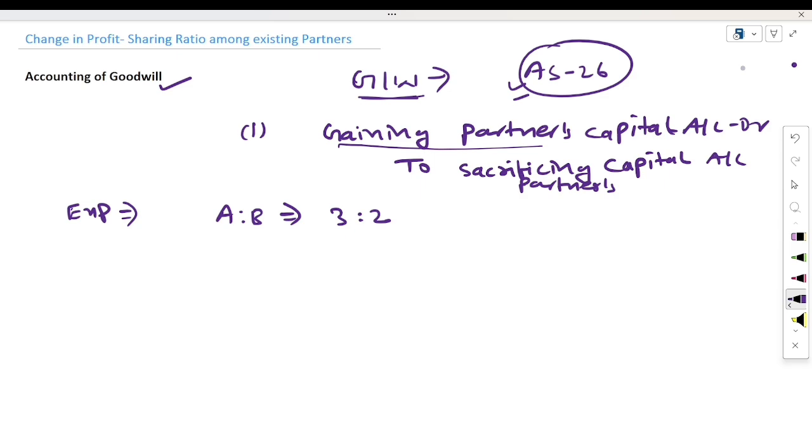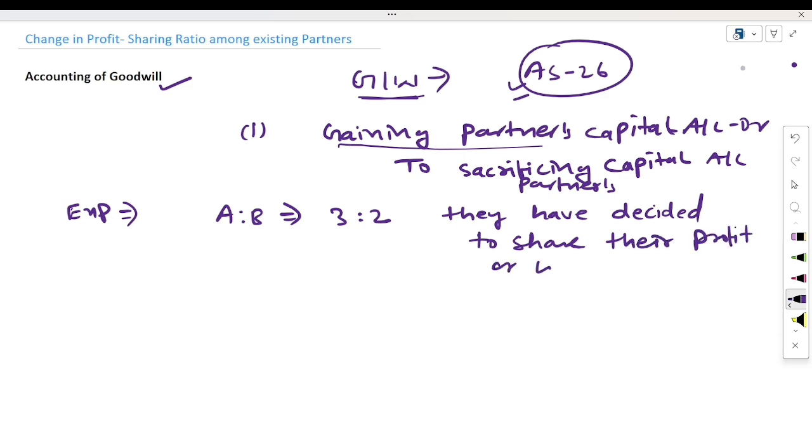Now they have decided to share their profits or losses equally, in an equal ratio, and the goodwill of the firm was valued at, in the question the goodwill value will be given here, 50,000 suppose.